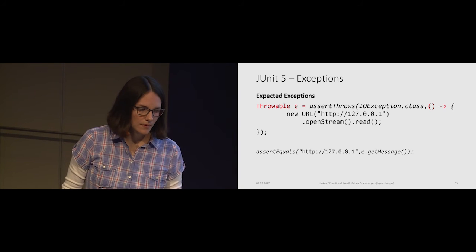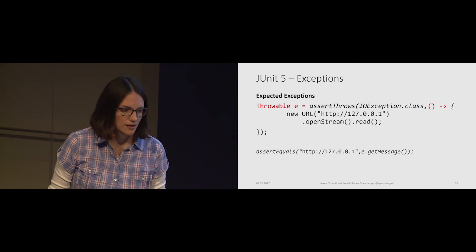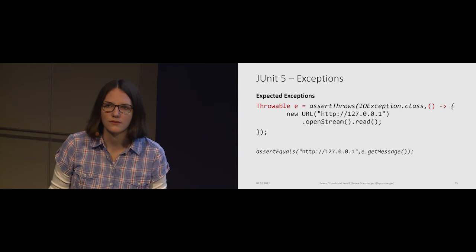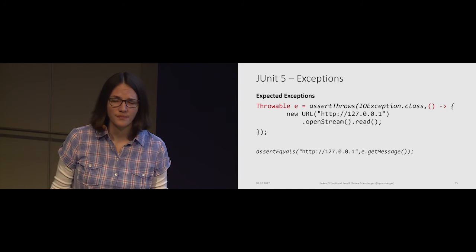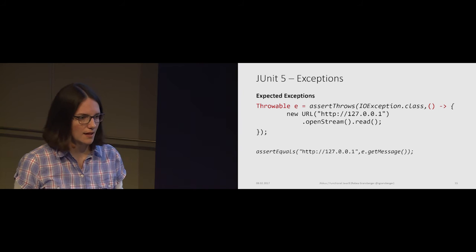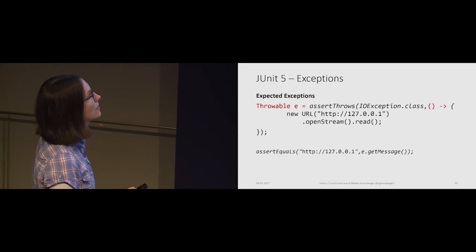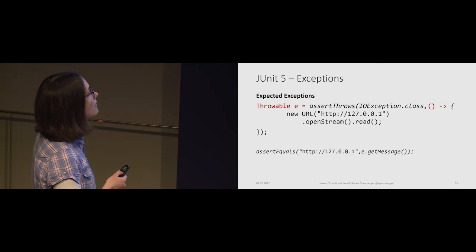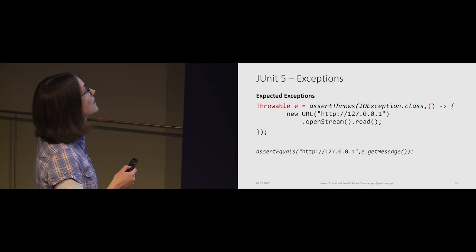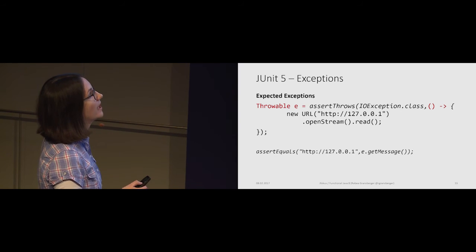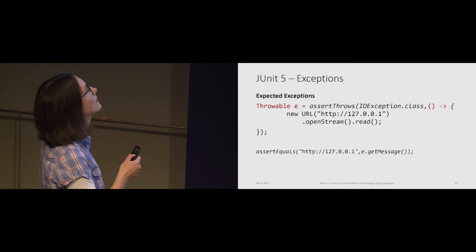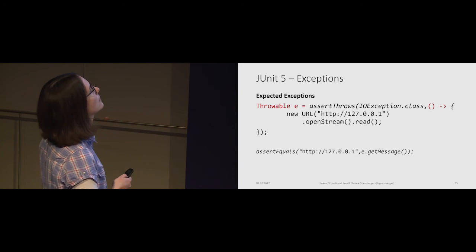They have some additions to actually test for exception handling. Previously you had this annotation if you were expecting an exception, and now you can just pass in a lambda, say which exception you're expecting, and then assert equals if you want to test for some parameter of the exception, for example, but it will fail anyway if this exception is not thrown. But you also get the exception back and can do some additional assertions.